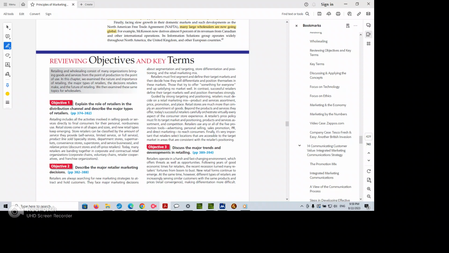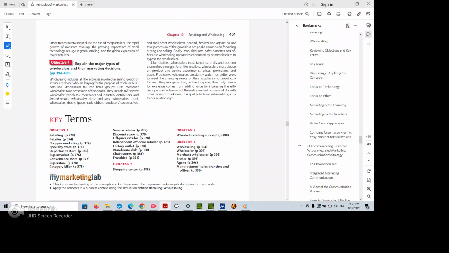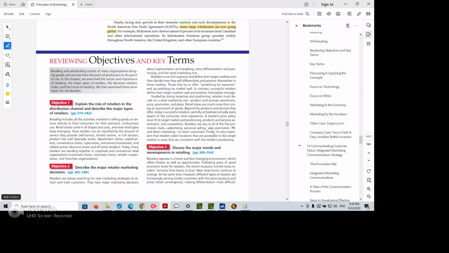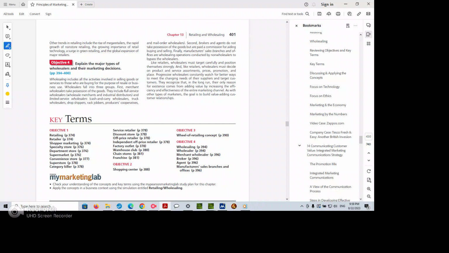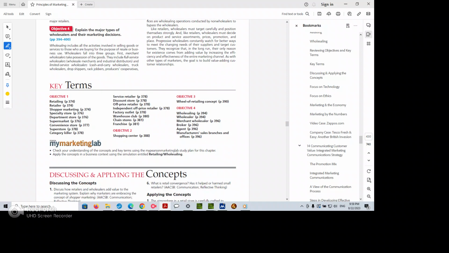from our objectives, number one, we need to have the ability to explain the role of retailers in the distribution channel and describe the major types of retailers. I won't read the explanation, but that's your goal. For objective 2, our goal is to describe the major retailer marketing decisions. For objective 3, we need to discuss the major trends and development in retailing. And the fourth objective is we need to be able to explain the major types of wholesalers and their marketing decisions.